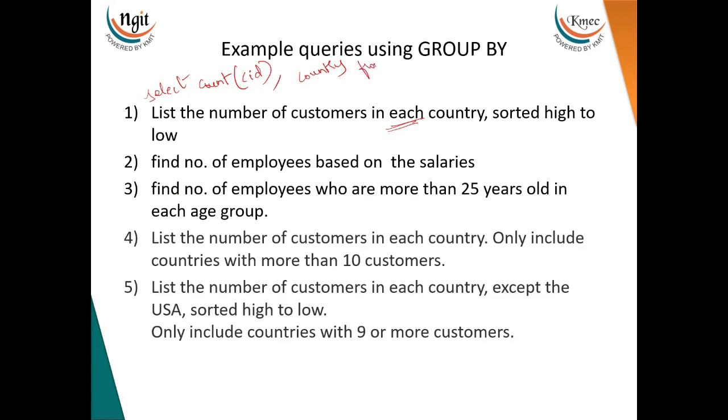From which table you are finding the data, that table name you have to mention along with the from clause. So from customers, group by. How you are grouping these values is based upon the country. So group by country.